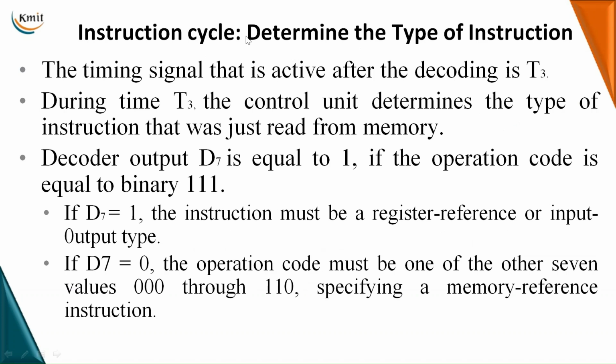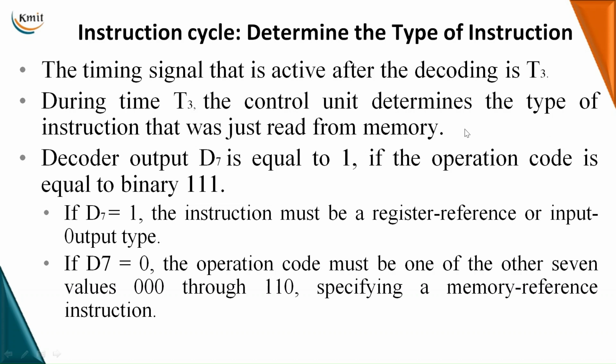Next, what happens now? You have given the opcode as an input to a decoder. So the decoder has to identify what type of instruction it is. What is the decoder output from D0 to D7? The timing signal that is active after decoding is timing signal T3. So during timing signal T3, the control unit will determine what type of instruction has been read from the memory, whether it is a memory reference instruction, a register reference instruction, or an input output instruction.